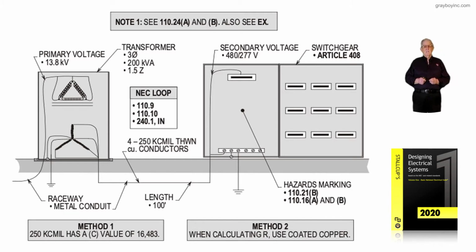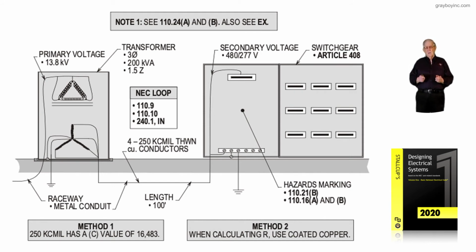110.25 deals where you had a disconnect or something up ahead that needed to be placed in the open position, locked and tagged out in accordance with NFPA 70E, Article 180, plus the Annex G of that standard, and also OSHA 1910.147. Now, the wiring method used is 4 250 kcmil THWN copper conductors.